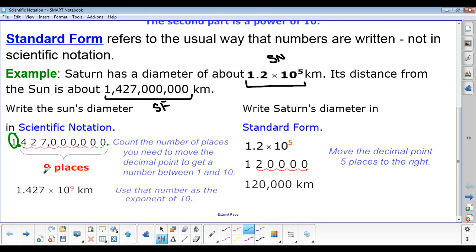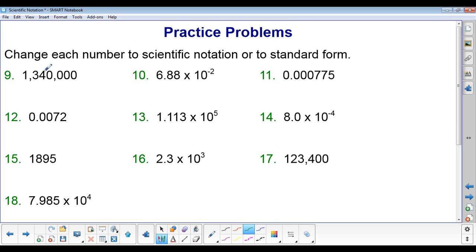That number, the number of times we had to move the decimal, is the exponent for our power of 10. It'll be a positive number if we had a big number, and it'll be a negative exponent if we had a decimal. So let's look at some more examples. I'm going to look at numbers that are only in standard form. So I'm going to look at number 9, number 11, number 12, number 15, number 17. All the other ones are in scientific notation. So we're just going to focus on these first.